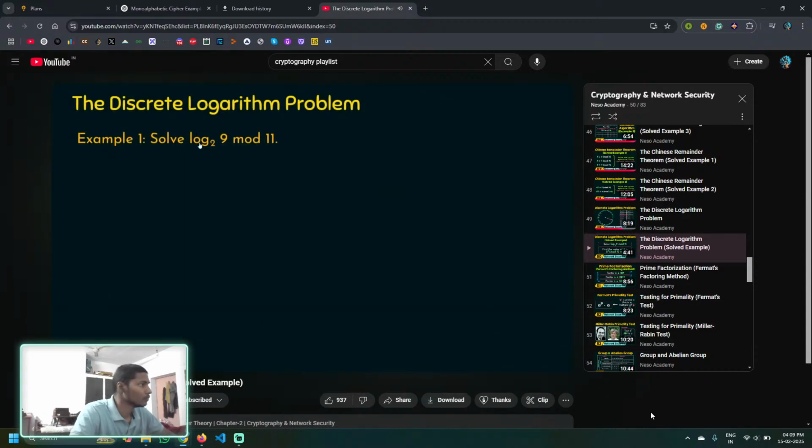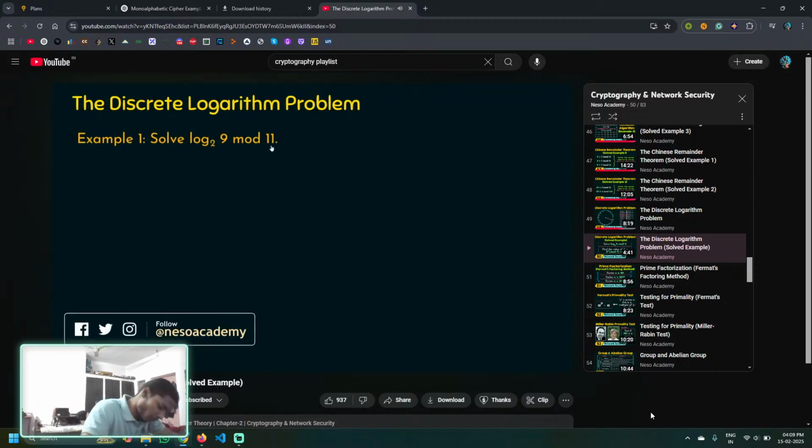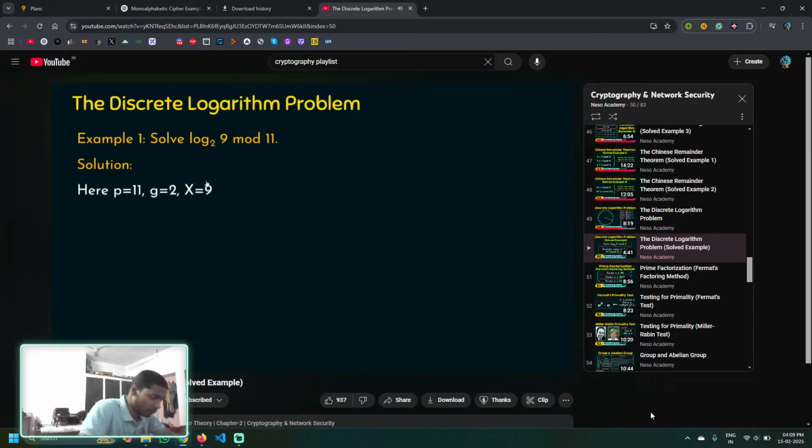The question is, solve log to the base 2 of 9 mod 11. It's really simple to solve these kinds of questions. Let's see the solution now. What information is given? The prime number given is 11, so I'm mentioning this 11 as p, the prime number. This is the base, so I'm making g equal to 2. And this 9, I'm referring to it as x.